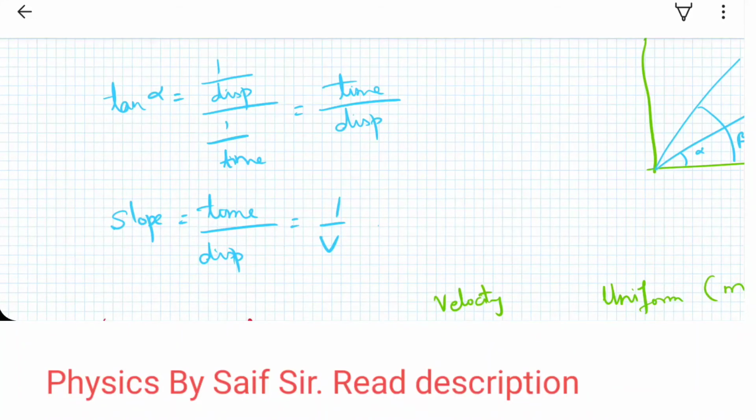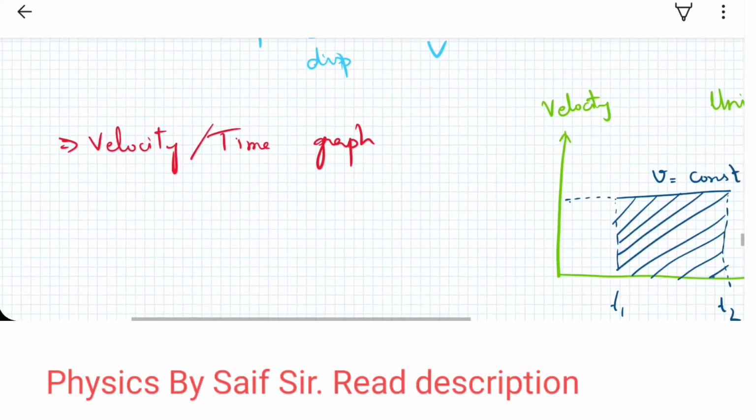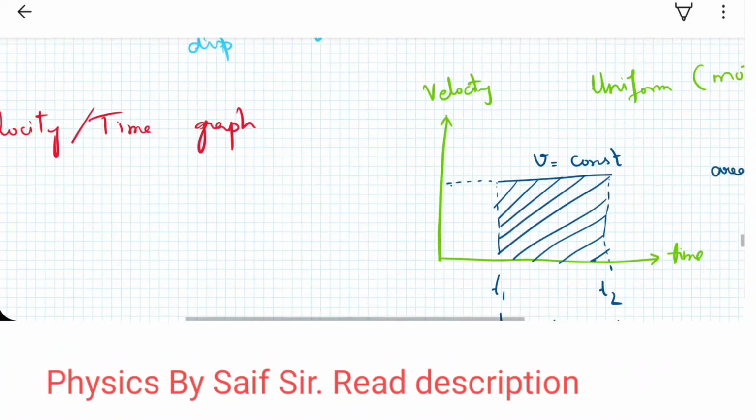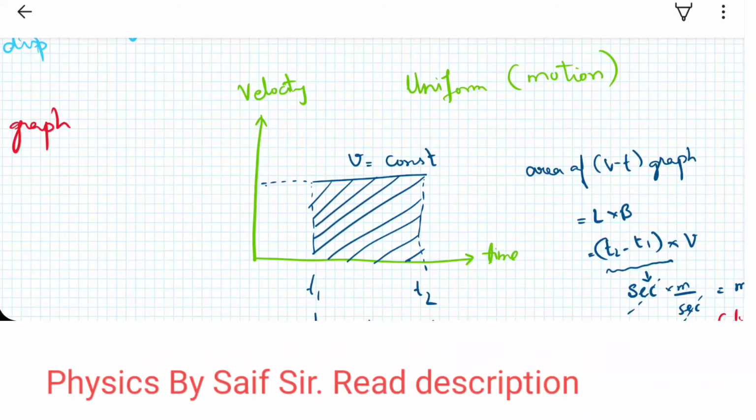Okay, now we'll see what is the velocity time graph with respect to uniform motion. On the y-axis we have drawn velocity, on the x-axis we are taking time, and to show that velocity is constant on the graph, we cannot draw the line increasing or decreasing. We have to draw the line which is perpendicular to the y-axis. With that we can say that the velocity is constant for uniform motion.